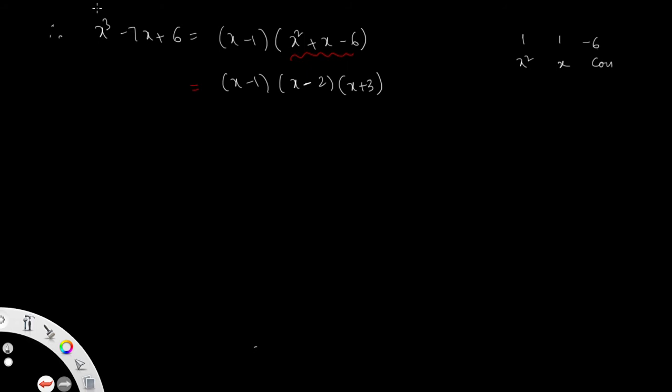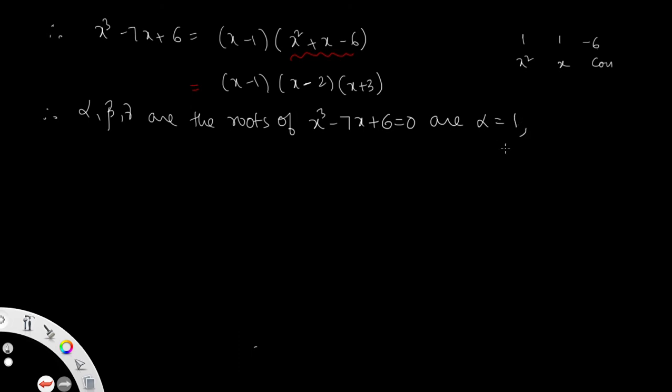So therefore alpha, beta, gamma are the roots of x cube minus 7x plus 6 equal to 0. Let us consider alpha equal to 1, beta equal to 2, and gamma equal to minus 3. So in the equation you can compare this with alpha, this with beta, and this with gamma, in the form of x minus alpha, x minus beta, x minus gamma, like this.